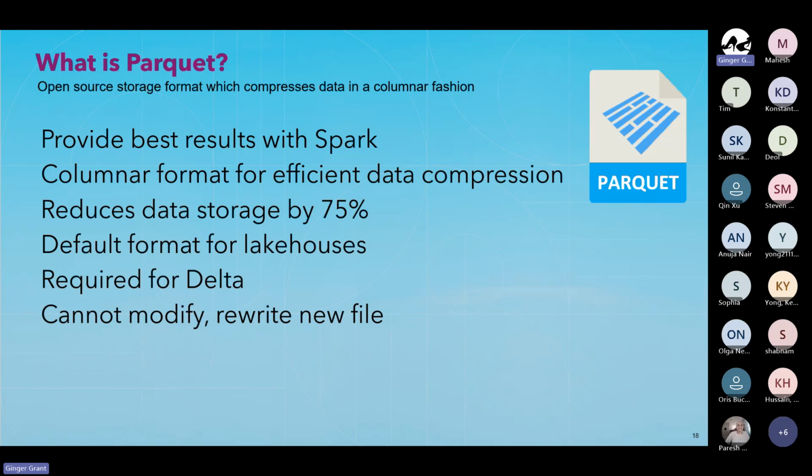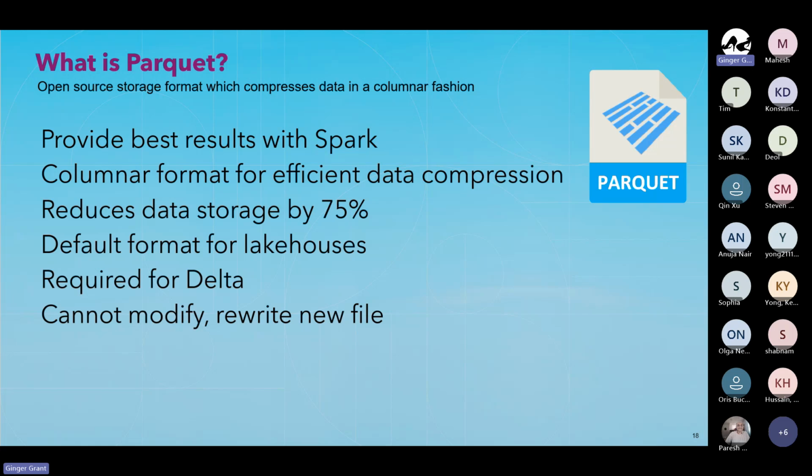Now, this compressed file is columnar, and it reduces storage by 75%. And it's a default format for lakehouses and warehouses. And it is required for the next step, which is that Delta layer on top of it. Delta layer contains that log file that you saw. Now, with Parquet Delta, you do not modify. You basically do logical deletes and add new files to your data. So if I was to delete a record, I would have two files because I would need to create a new record to make that happen.